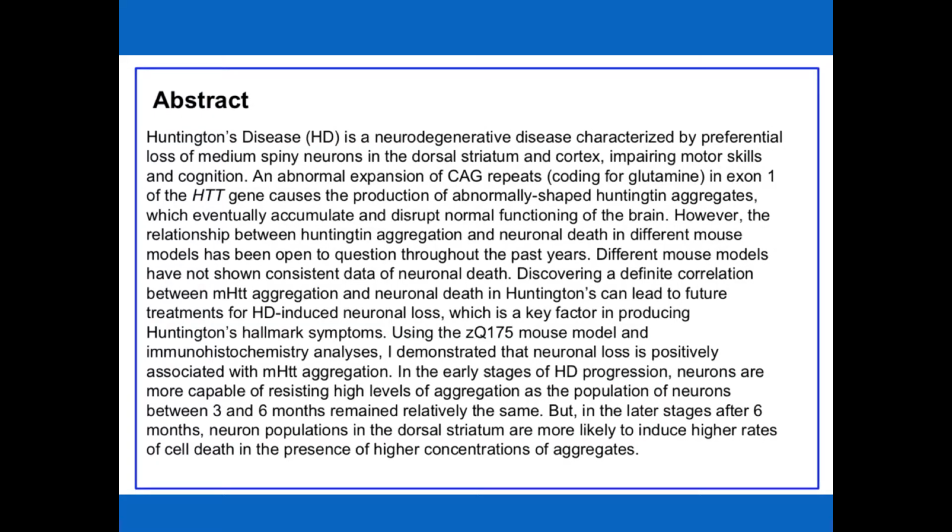Huntington's disease is a neurodegenerative disease that affects motor output and fine motor control. Huntington's eventually results in the production of MHTT aggregates due to the loss of a specialized class of neurons called medium spiny neurons in the dorsal striatum of the brain.